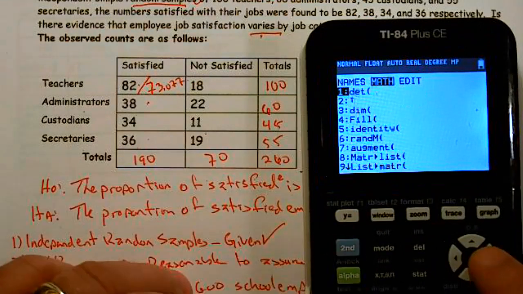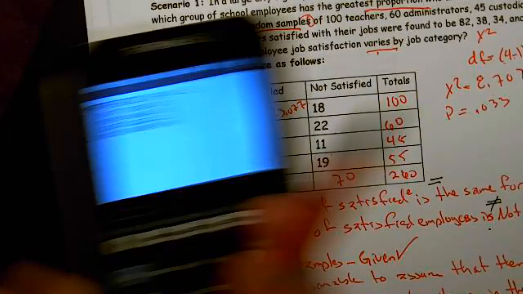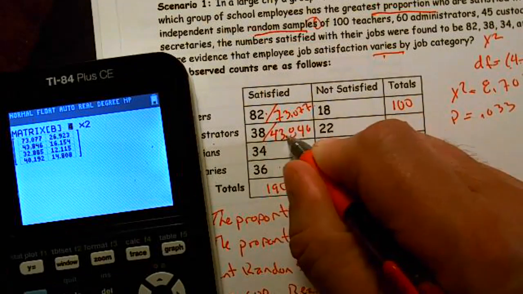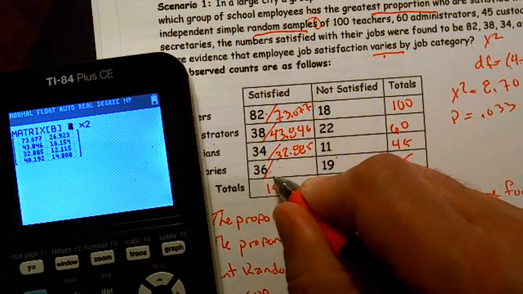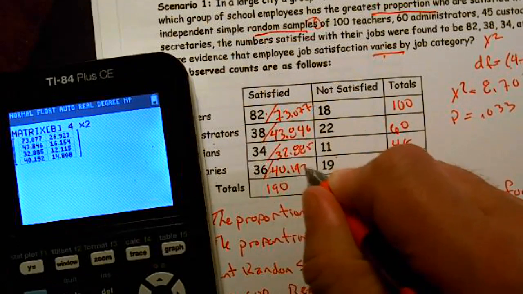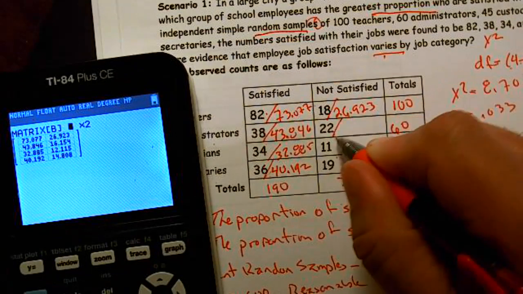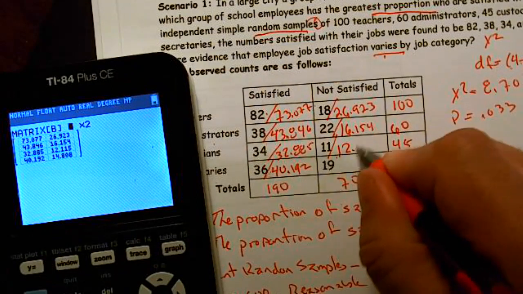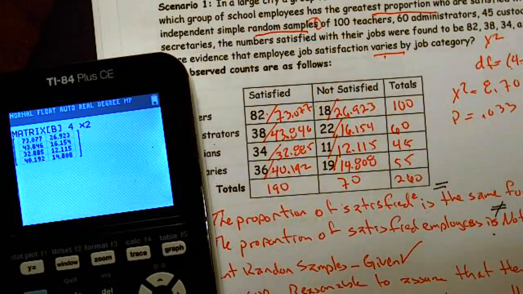And we're going to go second matrix, edit, drop down to B, press enter, and voila, we have our expected values. So I have 43.846. I have 32.885. And I have 40.192. Here I have 26.923. And 14.808. All right, so we've now entered all of our expected values.